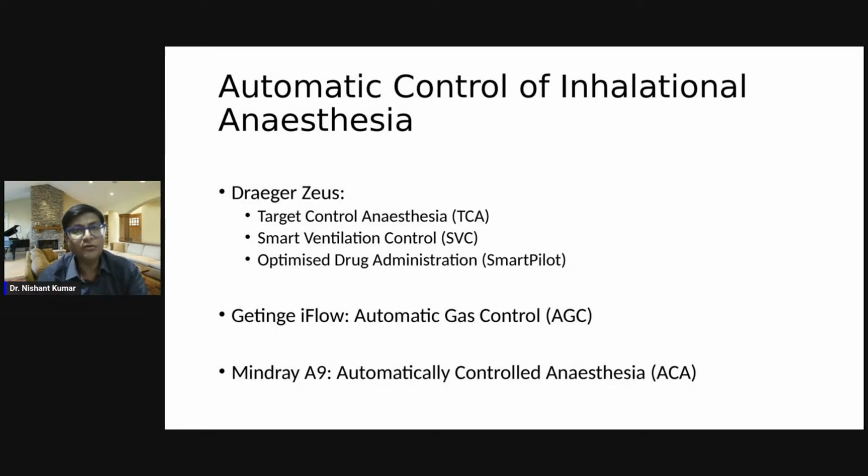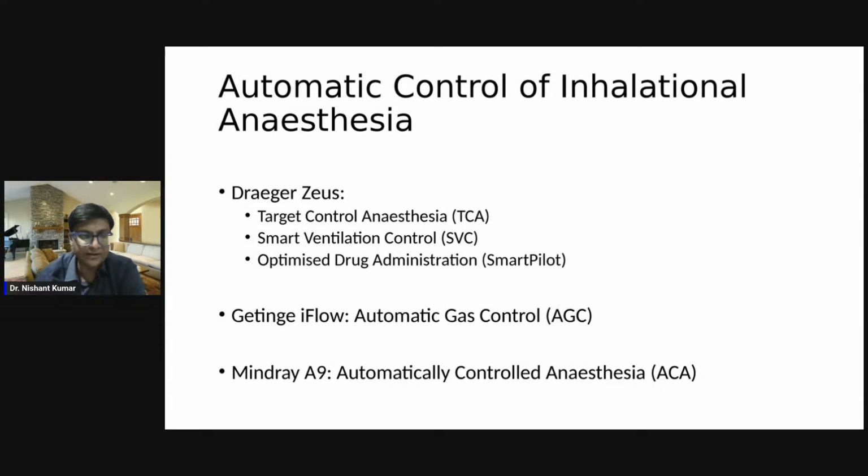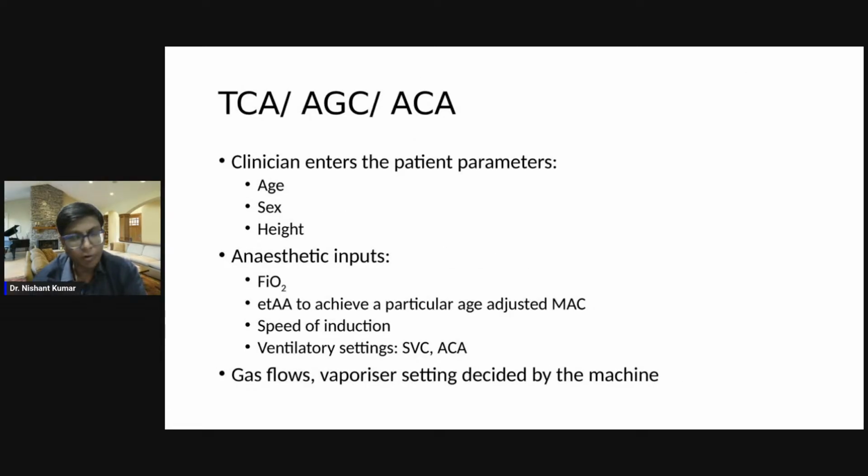Now, when we talk of automatic control of inhalational anesthesia, it's very simple. All these three machines work on more or less the same principles. They might have different algorithms, but more or less they work on a similar system. So, TCA, total control of anesthesia, automatic gas control. TCA is Traeger, automatic gas control is Getinge iFlow, and ACA is automatically controlled anesthesia on Mindray A9. So all these three work more or less on a similar system.